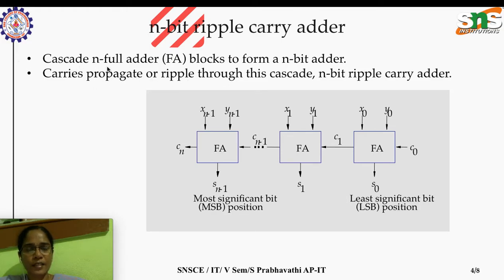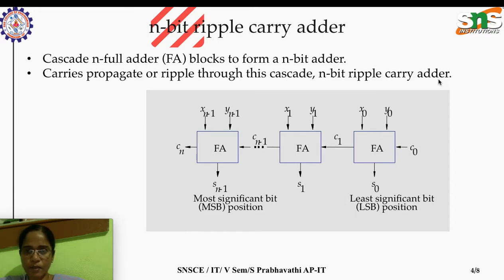So we cascade full adder blocks to form an n bit adder. Cascading means n blocks, as we are performing addition for n bits. Only one bit addition is performed by one full adder, so for n bit addition we need n full adders. Since the carry propagates or ripples through each and every stage, we call this arrangement an n bit ripple carry adder. I hope you are following with me.